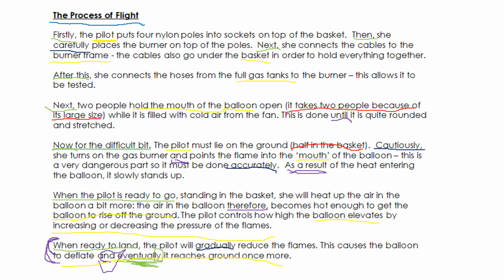What I really want you to spot is it never gives an instruction and doesn't tell you why. It always uses conjunctions and it uses explanations as to why something is happening. So for example, she connects the hoses from the full gas tank to the burner. This allows it to be tested. So she's not just telling me to put it in the burner full stop. She's telling me why this allows it, why I should do it. So I'm getting a reason as to why I'm doing an instruction.